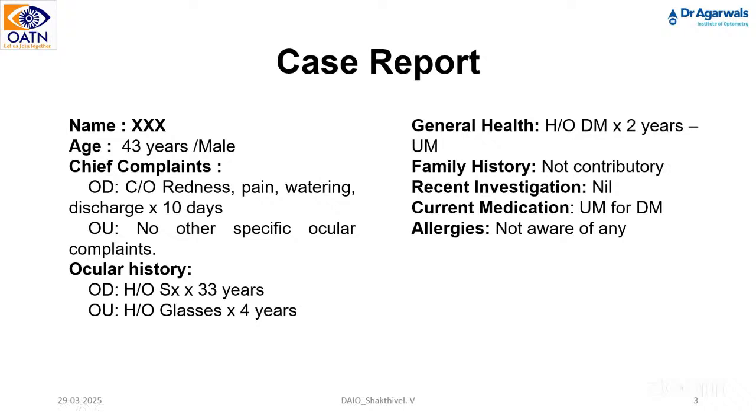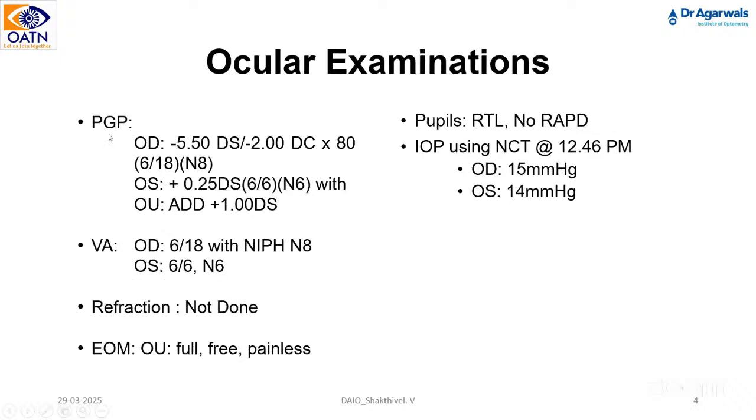Family history was not contributory. Recent investigation was nil, and current medication, he is under medication for diabetes mellitus, and he is not aware of any allergies. His PGP was minus 5.5 with minus 2 DC at 80 in the right eye with a vision of 6/18 and N8. In the left eye, his PGP was plus 0.25 with 6/6 vision and N6. And add of plus 1 diopters in both eyes.